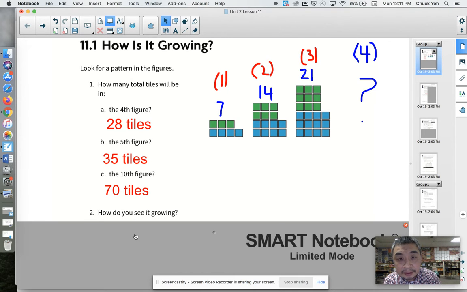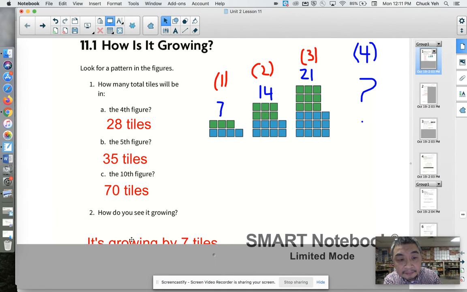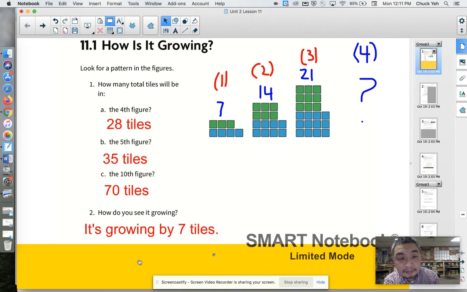Okay, and how do you see it growing? I kind of said that a minute ago. You probably know it already. So it's growing by 7 tiles. Okay? All right, the next part.